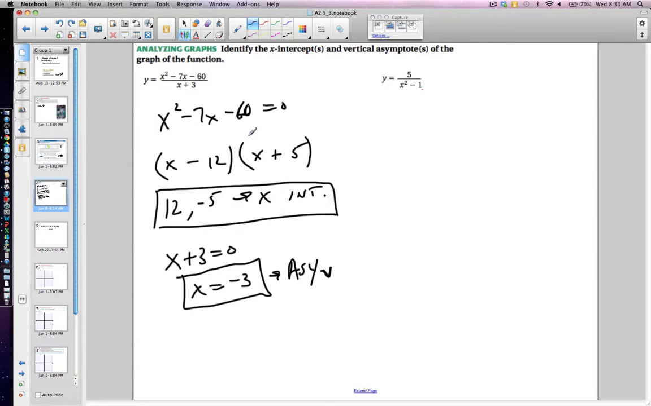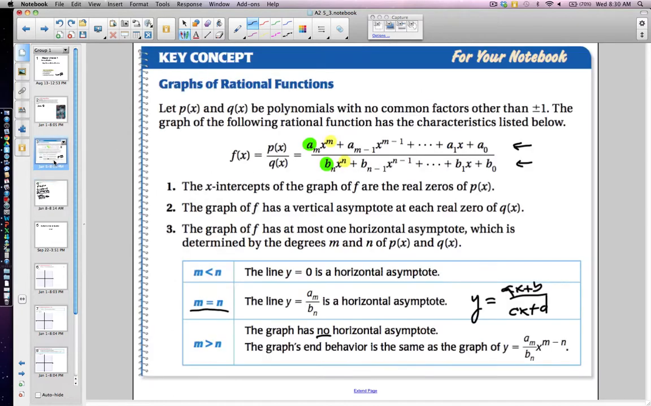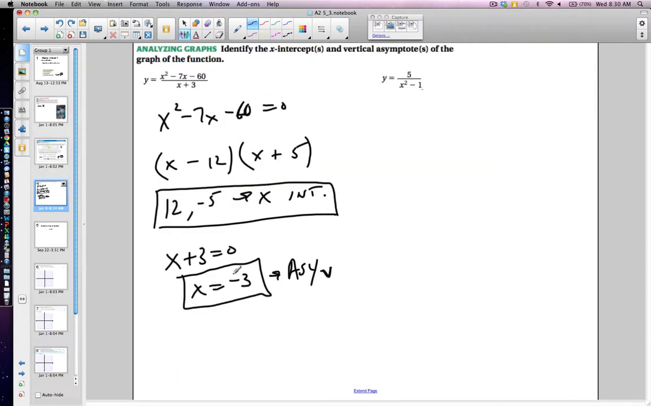Now if I wanted to look for horizontal asymptotes, the degree in the numerator is greater than the degree in the denominator. If I go back to my chart here, it says that that means there is no horizontal asymptote. So these are the things I would normally do before I begin graphing. Once I put in the asymptotes and the x-intercepts, then I'll do some steps to finish out the rest of the graph.